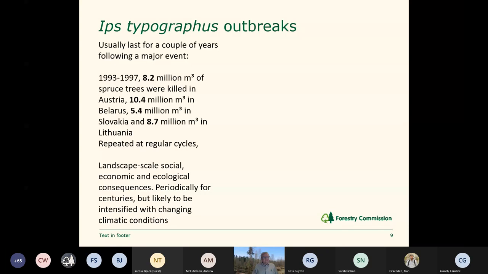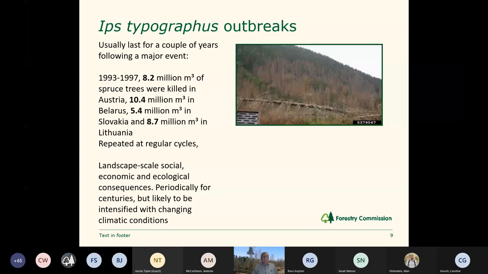It has landscape scale, social, economic and ecological consequences. It very rapidly colonizes right through a landscape, both in its natural range and in plantations. Spruce, which is the primary host species for the beetle, is often found in monocultures or in significant plantations. So there is very easy dispersal for the beetle across large landscapes.